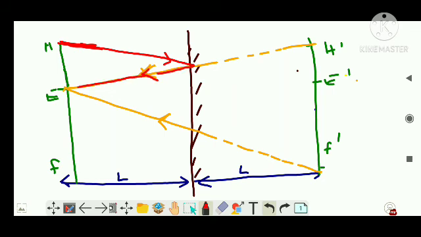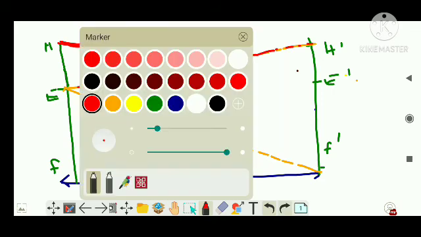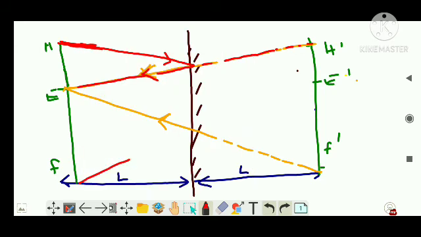But you feel that the reflected beam is coming from here. Similarly, from feet the incident ray is coming over the mirror, right? Then it is getting reflected back here, right? But you feel that it is coming from here. That's why you see an image H dash F dash here. This much is clear, right?